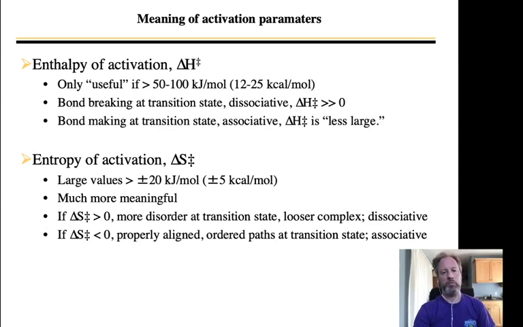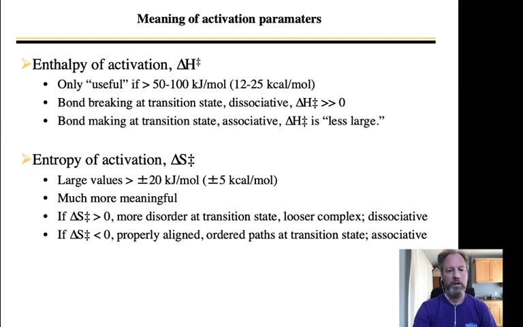What do these activation parameters mean? So the enthalpy of activation, delta H double dagger, is really only useful if it's large, so 50 to 100 kilojoules per mole or 12 to 25 kcals per mole. If you have a lot of bond breaking at the transition state, that indicates a dissociative mechanism, and delta H double dagger is going to be large. Bond making at a transition state is suggestive of an associative mechanism. Delta H double dagger is less large. That's a little bit trickier to use.